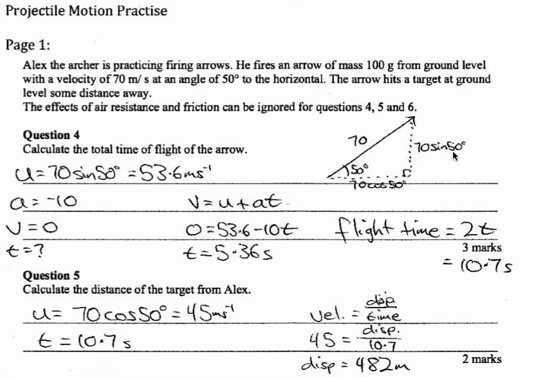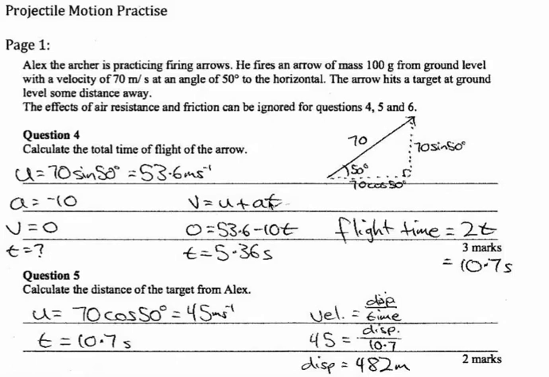So, if we're considering the flight time, the best way to attack this problem is to consider only the vertical component of the motion. We'll consider how long it takes to reach the top of its flight, and then double that time. That'll tell us how long it takes to come back down again. So, considering only vertical motion, we list everything we know. Initial velocity, 70 sine 50, which is 53.6 meters per second. Acceleration is negative 10. Final velocity is 0 when it reaches the top of its flight. And the time is unknown.